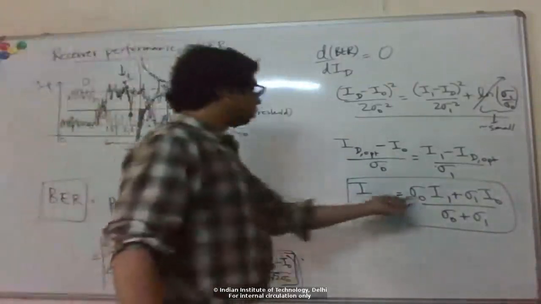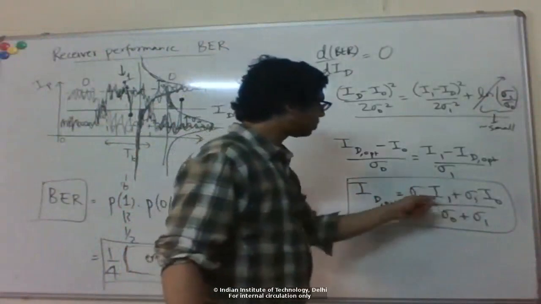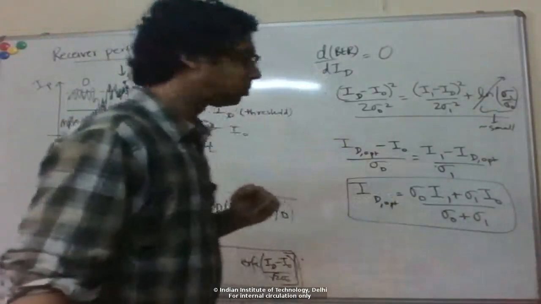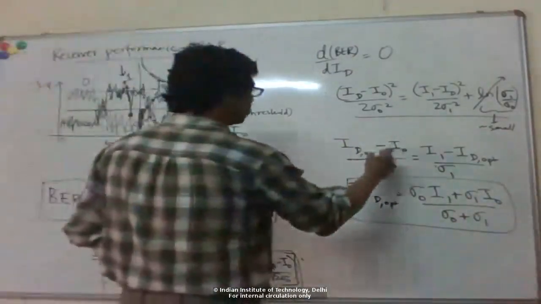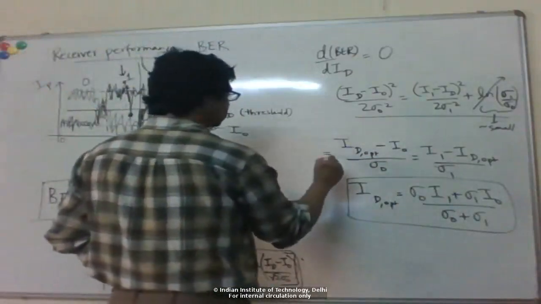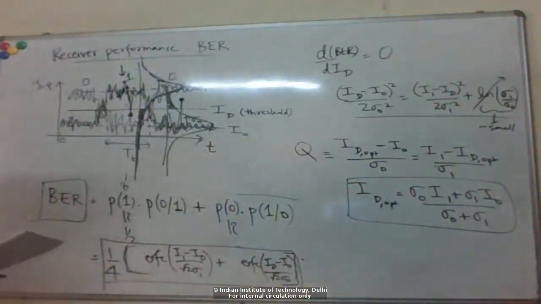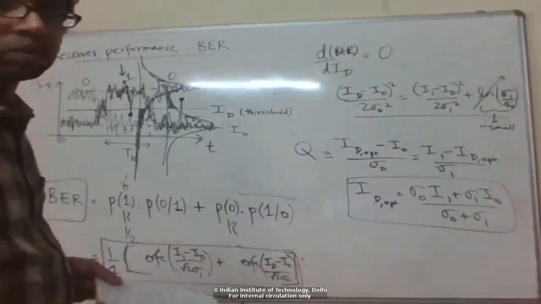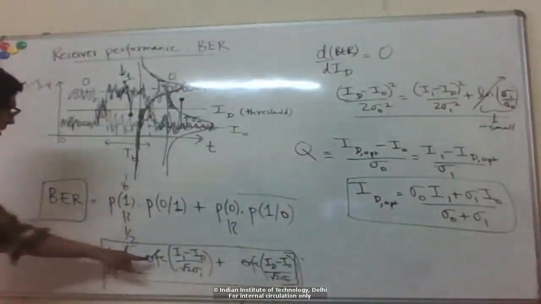Okay, so you can see that the optimum detection threshold is a weighted average of I1 and I0, weighted by the noise levels in bit 1 and bit 0. And this value of how far my threshold is from the average values, divided by the standard deviation, is known as Q. So basically you can see here I can write the BER in terms of Q.